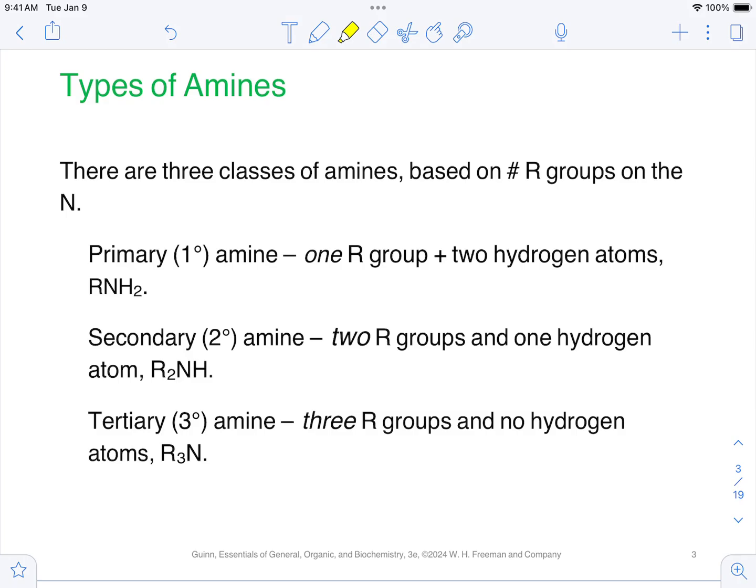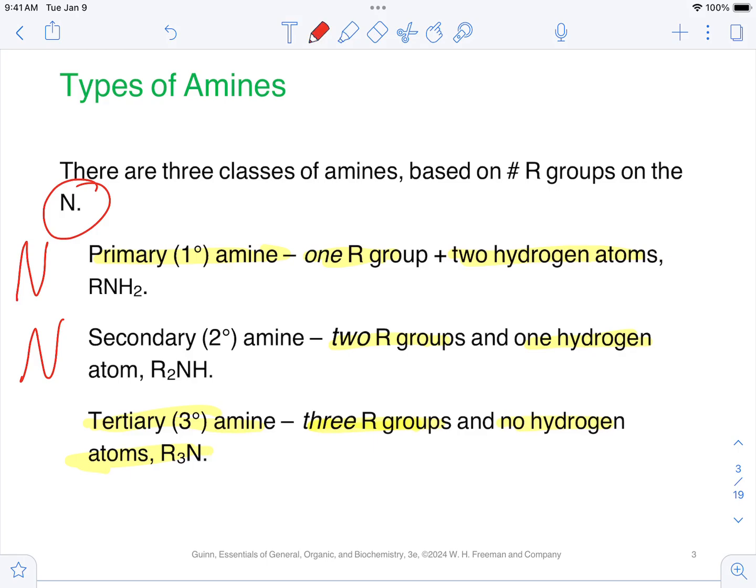Similar to alcohols and other things we looked at, there are types of amines. And that's based on the number of R groups on the nitrogen atom. So if we have a primary amine, that is when we have one R group connected to the N and two hydrogen atoms. That's your primary, and we're always looking at the N here. If you have a secondary amine, you will have two R groups and one hydrogen atom. And if you have a tertiary amine, you have three R groups and no hydrogen atoms.